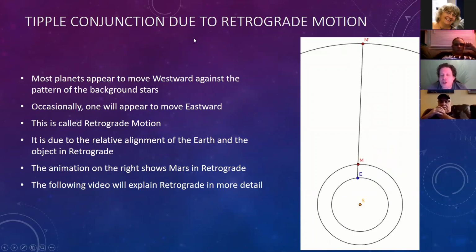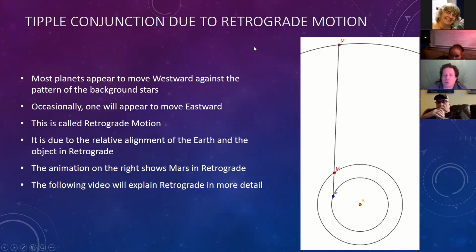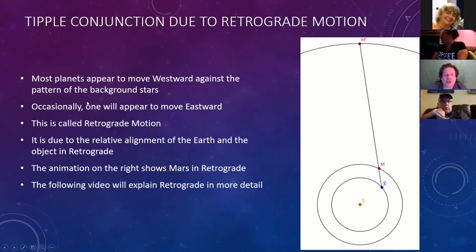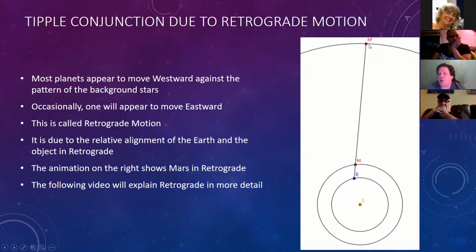So the triple conjunction is due to something called retrograde motion. Now, some people may have heard the word retrograde in different contexts. And the key is most planets appear to move westward against the pattern of the background stars. And in this animation on the right, you can see that typically, now this is looking at the retrograde of Mars. For most of the animation, Mars is moving to the west, or in this case, to the left. But occasionally, one will appear to move eastward, like you see right now, for a temporary amount of time. This is called retrograde motion.